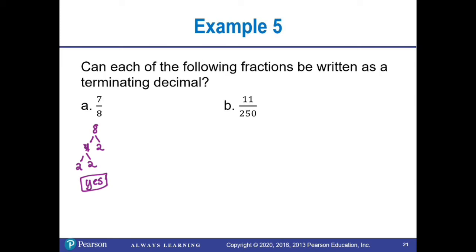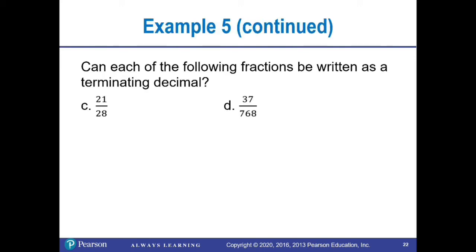Look at part B. We have 11/250. Again, I want to focus on that denominator. Can 250 be written as a prime factorization with only 2's and 5's? Well, 250 is 25 times 10. 25 is 5 times 5, and 10 is 5 times 2. Do I have only 2's and 5's in that prime factorization? Yes. And so 11/250 can be written as a terminating decimal.